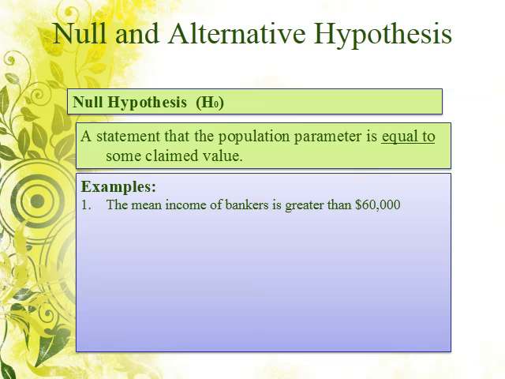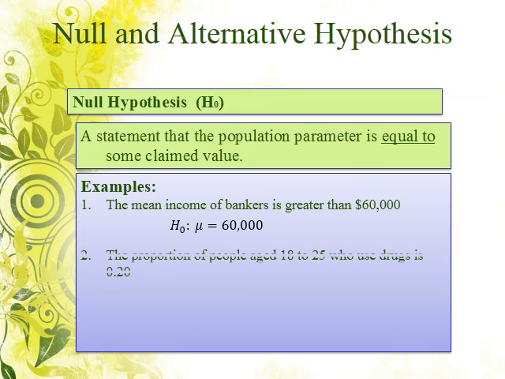So let's look at these examples. The mean income of bankers is greater than 60,000. If we wanted to get a null hypothesis from this, instead of saying mu is greater than 60,000, we would say mu equals 60,000. So our null hypothesis, our statement that our parameter is equal to some claimed value, is that the mean equals 60,000.